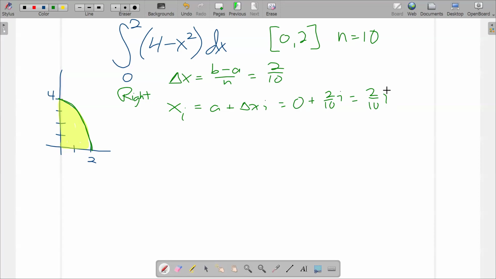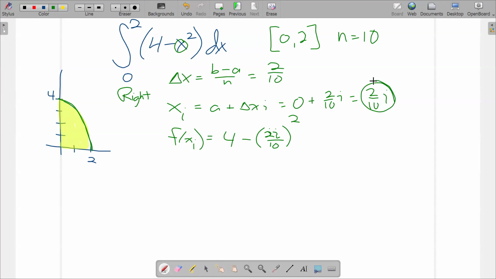And then the function value for that, so f of xi, is going to be 4 minus parentheses squared. And I'm just going to leave it as 2i over 10 for now. But usually I'd reduce it to like 1/5 or 0.2. So all I'm doing is replacing x with the x value I calculated there.